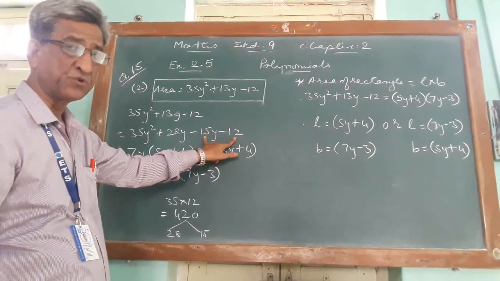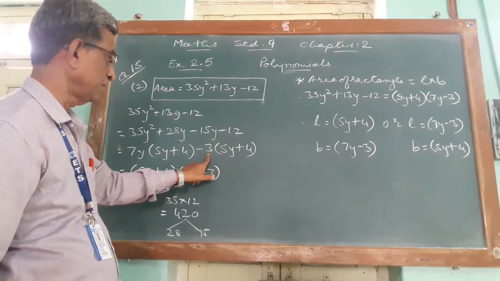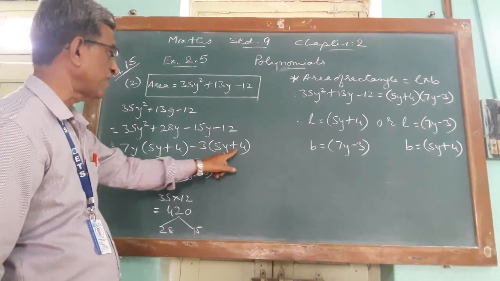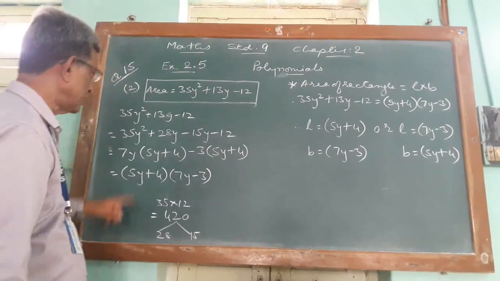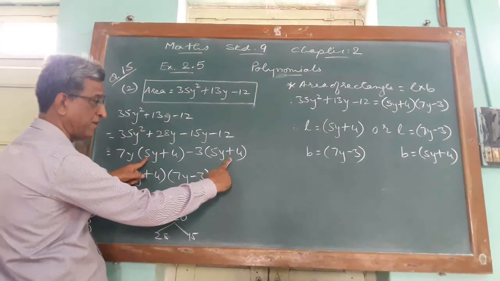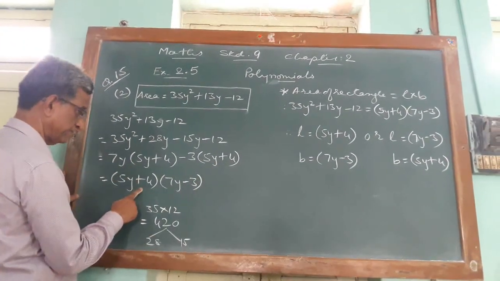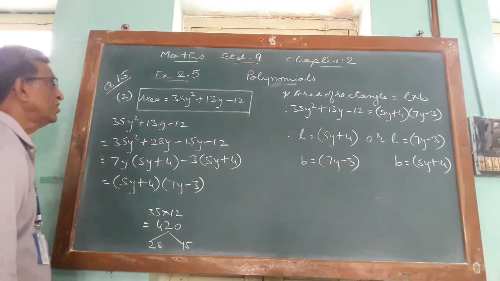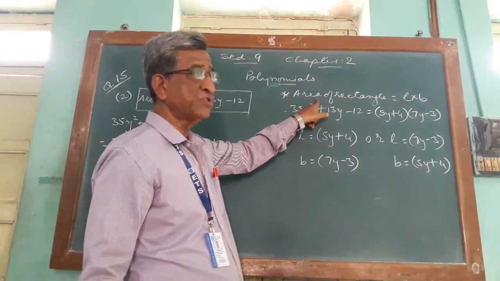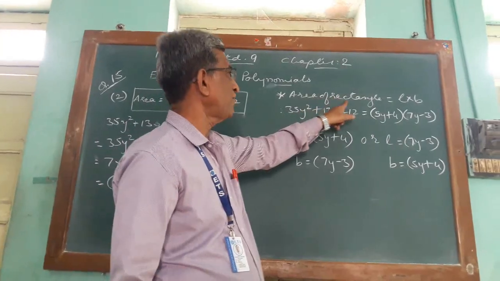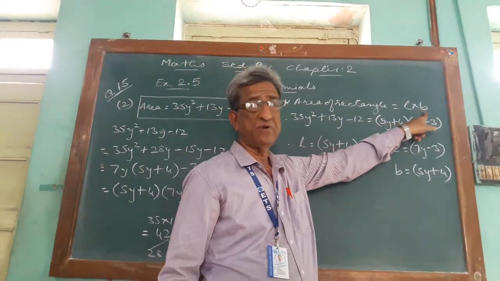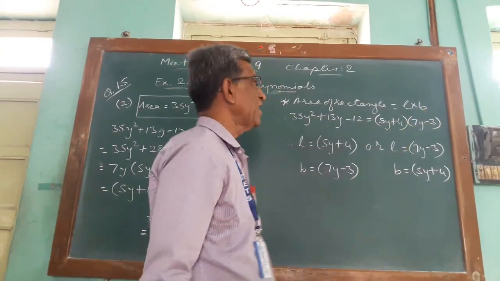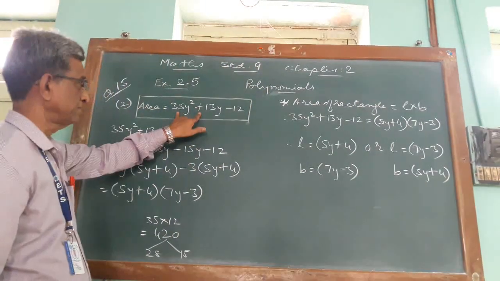Common from last two, 3. In the bracket you will get 5y plus 4. So 5y plus 4 is common bracket. Write down here, and 7y minus 3. Now use the formula: area of rectangle is equal to L into B. So area of rectangle is given.